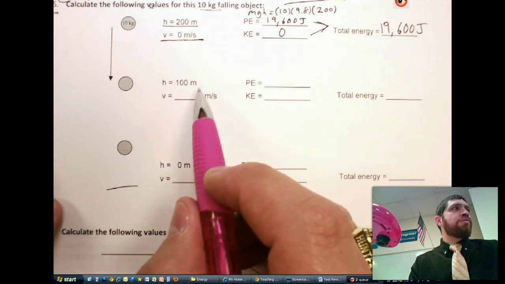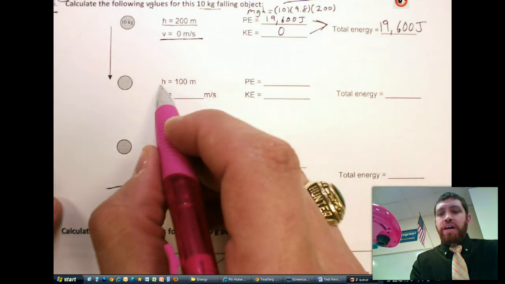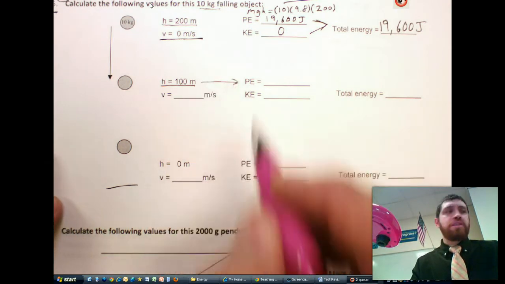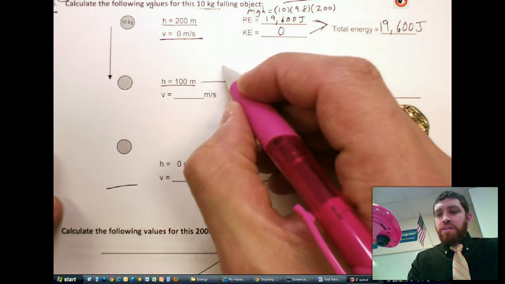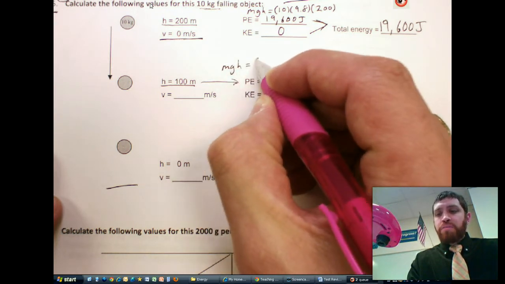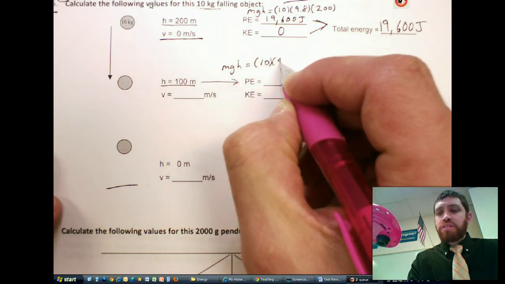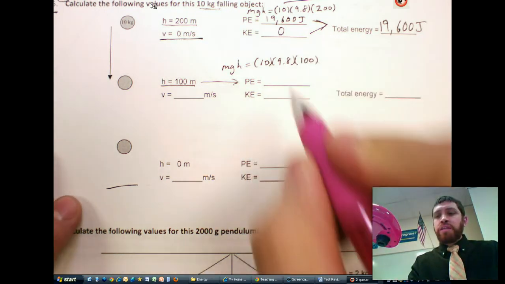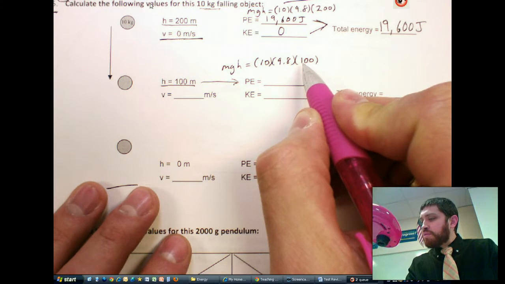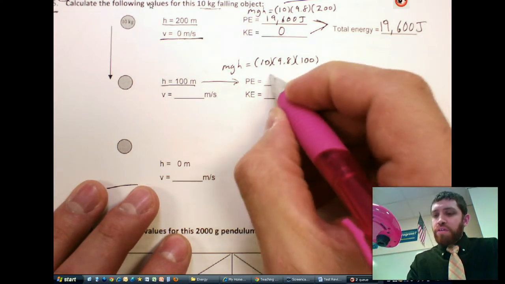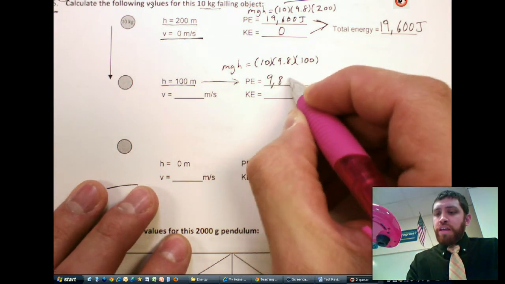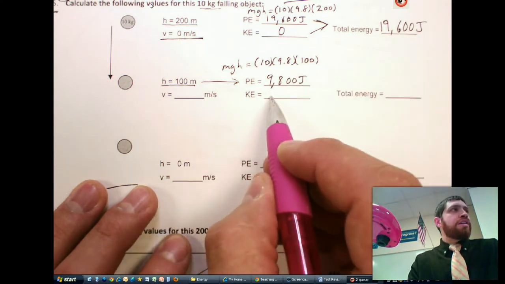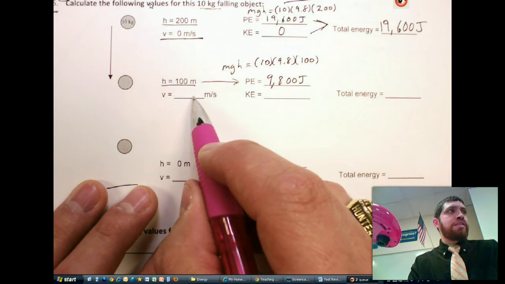Let's come down here to the middle, right in the middle of the fall, where now the height is 100 meters. So again, we can simply calculate potential energy using that. mgh is potential energy, mass is 10, g is 9.8, and the height is 100 meters. 10 times 9.8 times 100 will give you 9,800 joules.